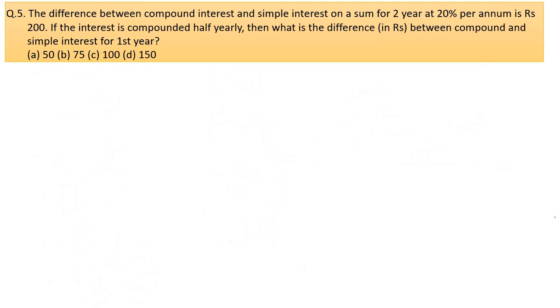The next question we have the difference between compound interest and simple interest on the sum for 2 years at 20% per annum is 200. The interest compounded half yearly. Then what is the difference between compound interest and simple interest for 1 year?